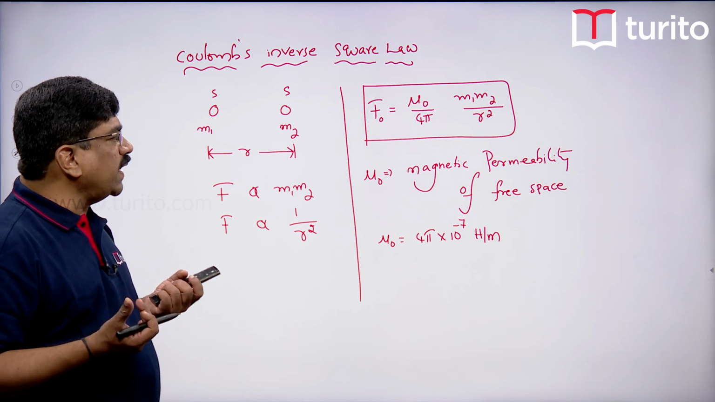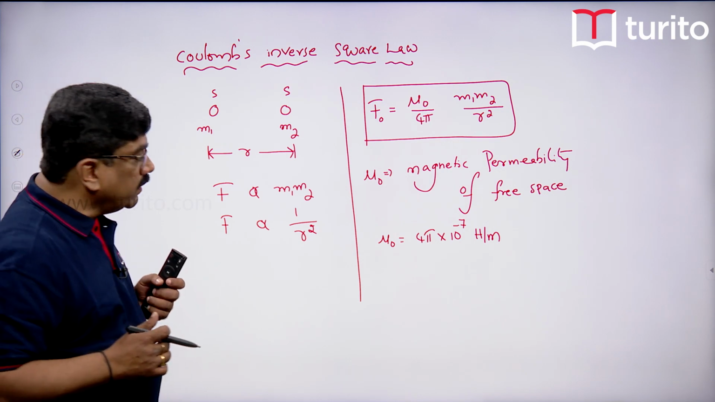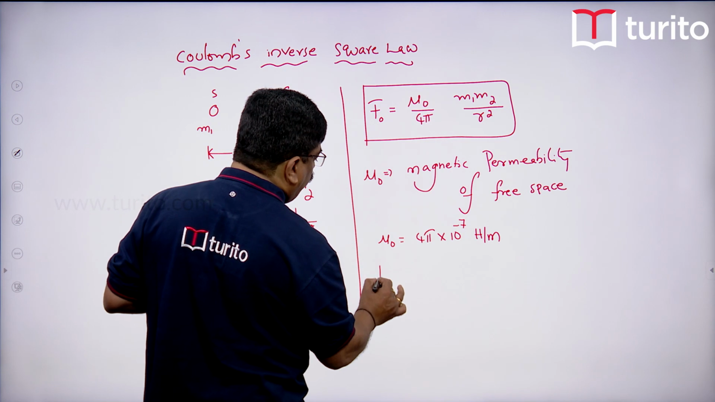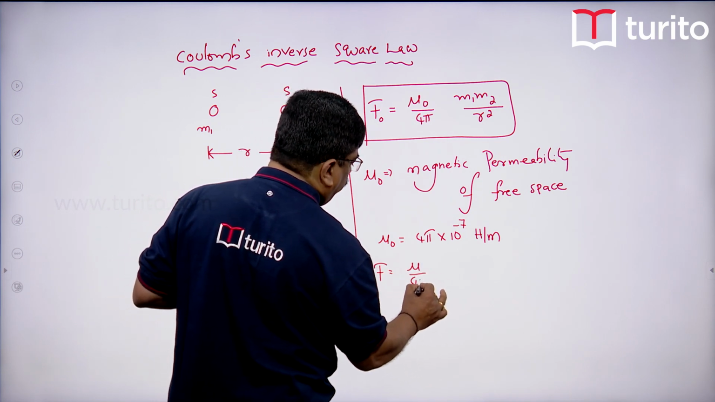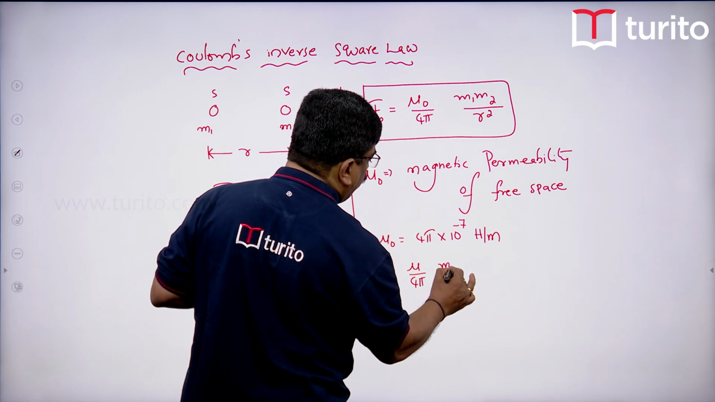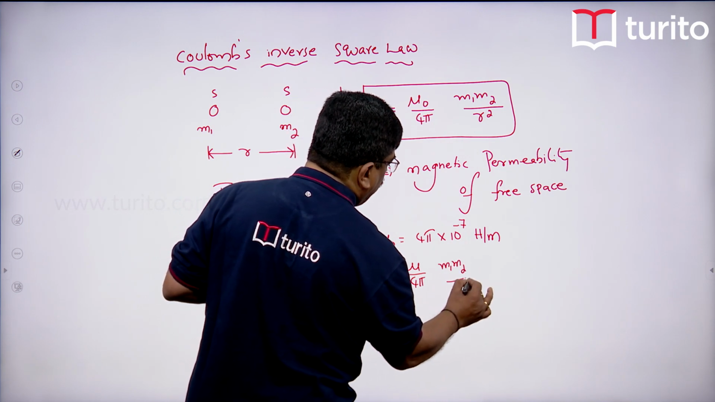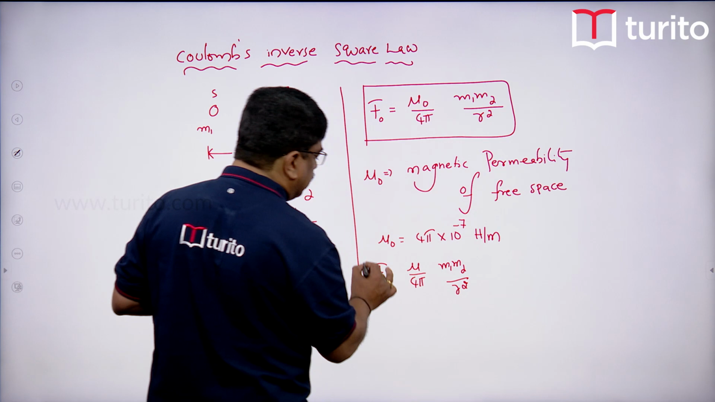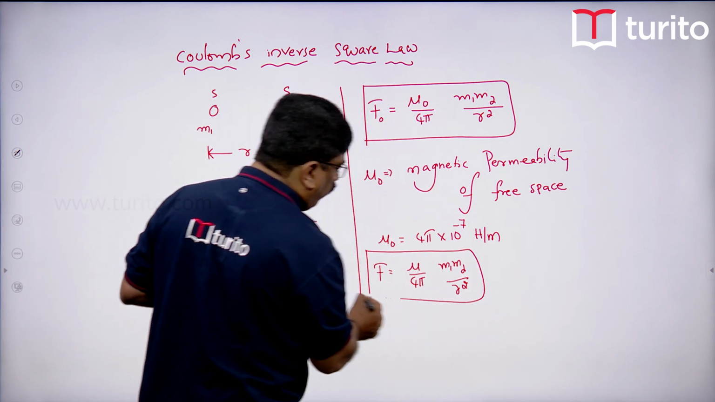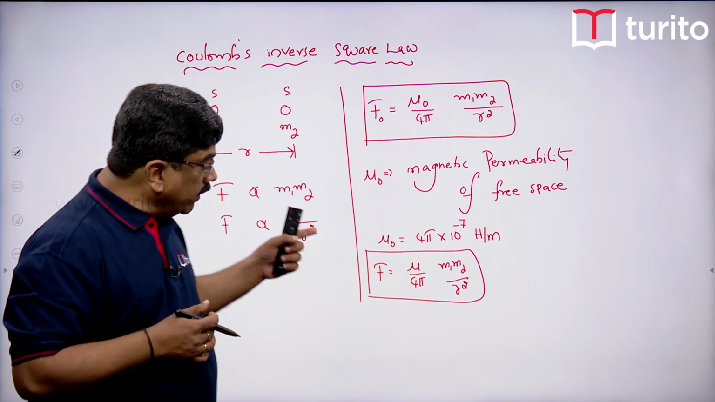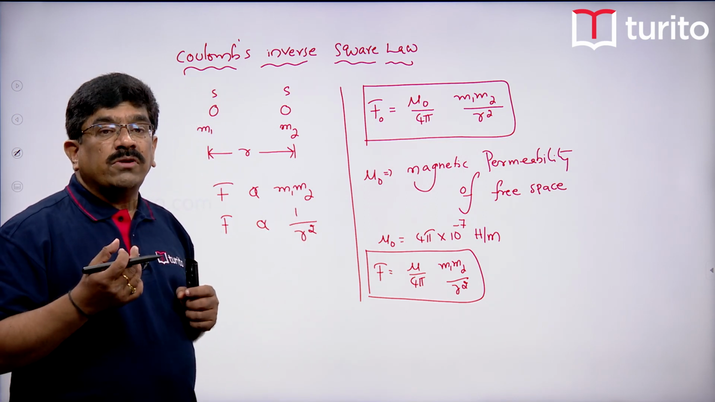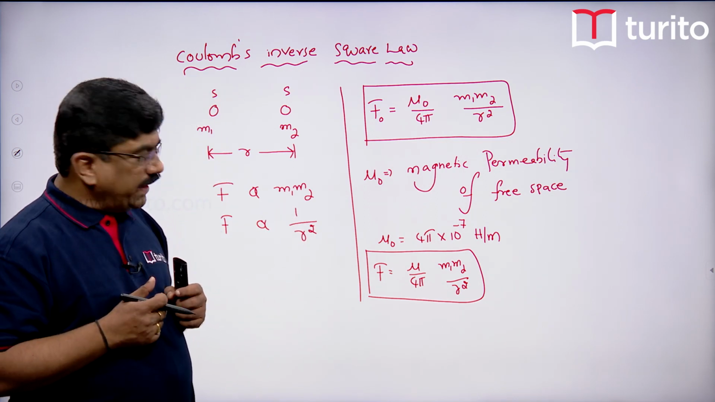If the two poles are kept in any other medium, then the force is given by the formula F is equal to mu by 4 pi into m1 m2 divided by r square. This is the formula for the force between two magnetic poles kept in some medium. Here mu is the magnetic permeability of that medium.